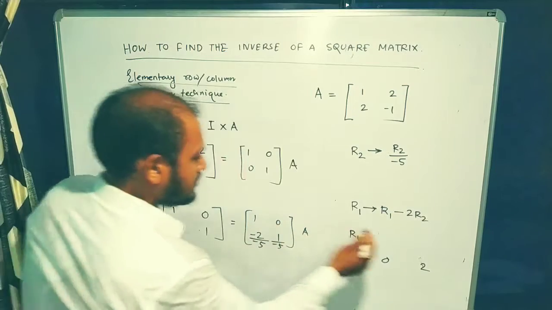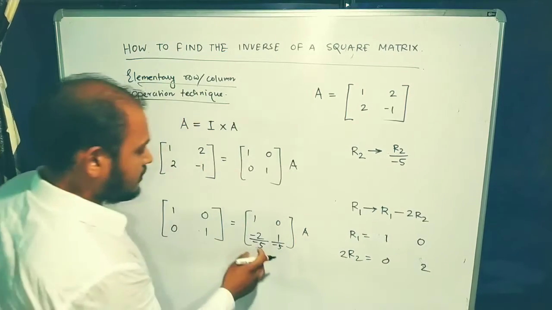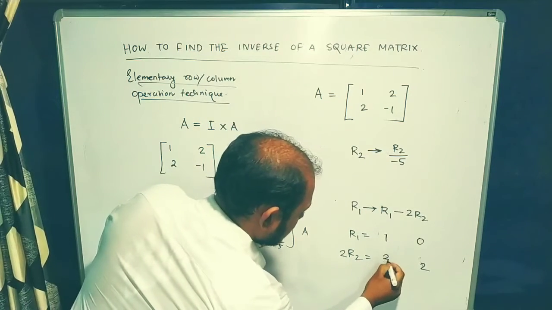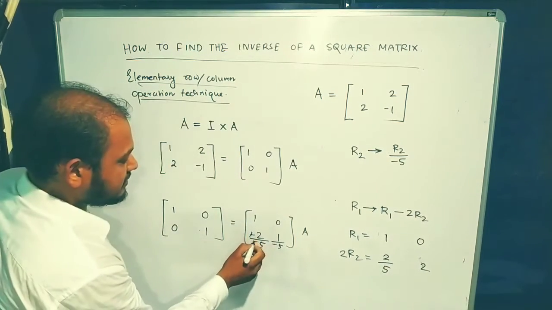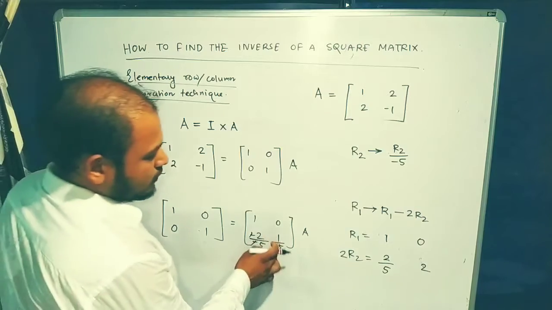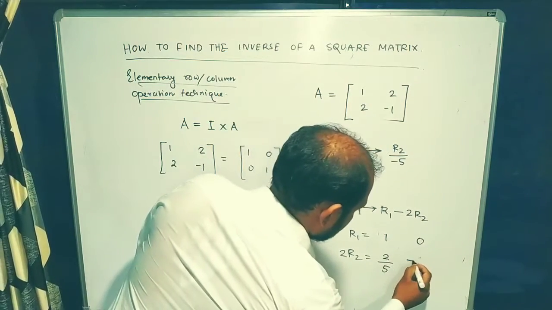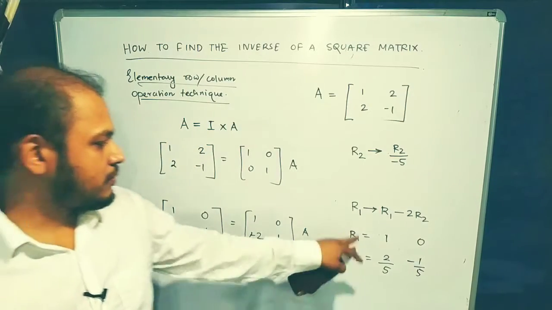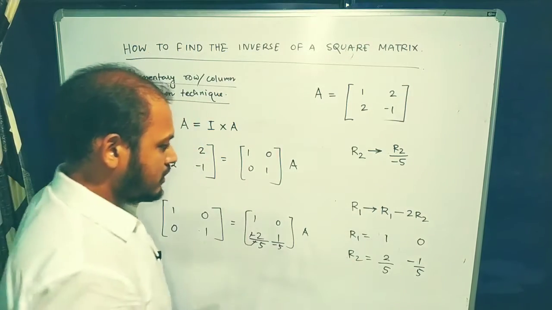R1 is equal to 1 0. And in R2, we have minus 2 by minus 5, which is 2 by 5, because minus minus cancel out. And what about 1 by minus 5? It is minus 1 by 5. This is the second row, right? So for the second operation here, it should be 2R2, right?